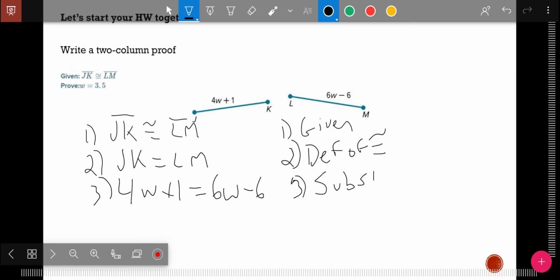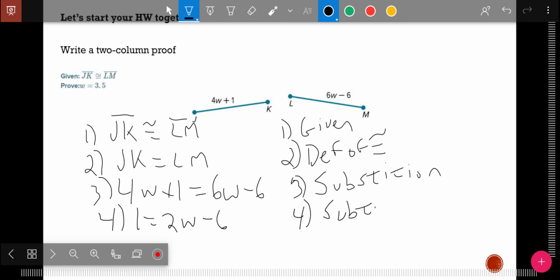And that was substitution. Plug it in. Just like when I come off the bench in a sporting event, I substitute in. When I plug something in math, it's substitution. Now it's an algebra problem, and there are lots of ways you can do it. I'm going to subtract the 4w over, and so I get 1 equals 2w minus 6. I subtracted 4w from both sides, so I did subtraction. If you show your work, you have to write subtraction and then simplify.